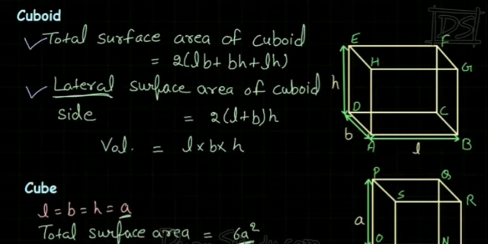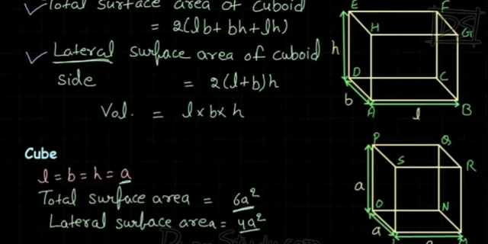Again, the lateral surface area equals, like 4 walls, the area of 4 walls, so it will be 4l square or 4a square, students. It depends on the variable which you have chosen. Again, the volume of a cube equals a cube, as the length, breadth and height are equal.